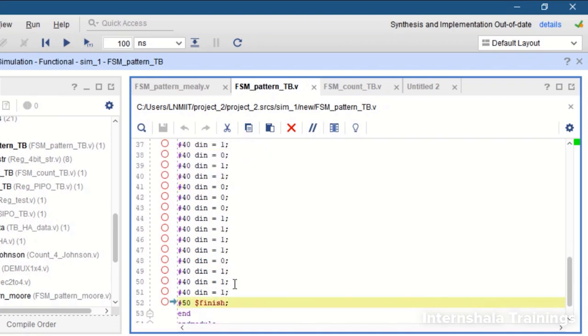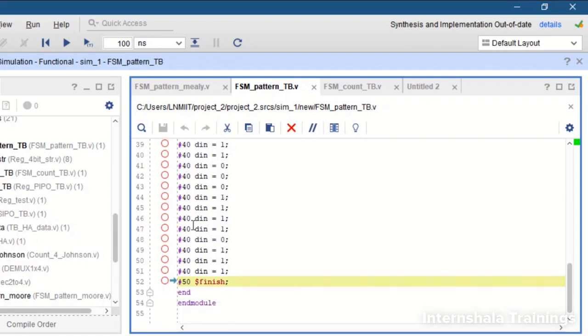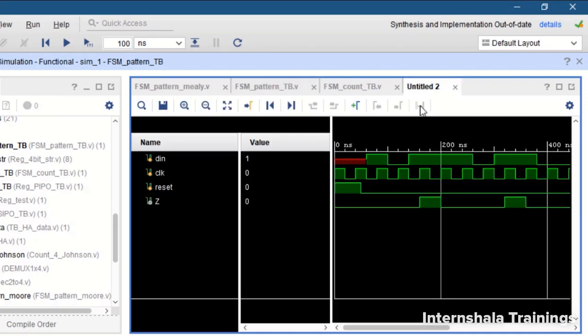I have given around 15 such numbers. You can give as many, but please remember, always give at a difference of your clock period, and in my case it is 40 nanosecond, and then I finish the simulations. Now let us have a look at the simulations.